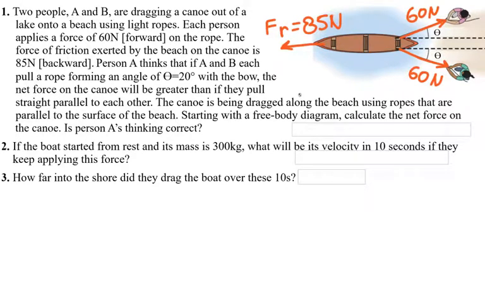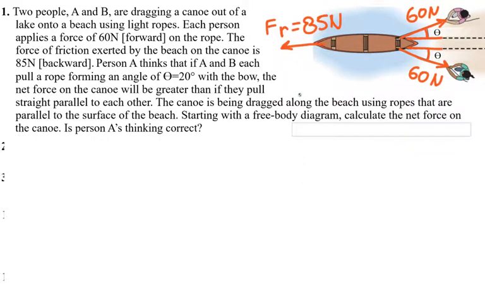And person A thinks that if A and B each pull the rope forming an angle of 20 degrees with the bow, so each one is 20 degrees, so you have theta and theta, each 20 degrees, the net force on the canoe will be greater if they pull straight, parallel to each other. The canoe is being dragged along the beach using ropes that are parallel to the surface of the beach. Starting with the free-body diagram, calculate the net force on the canoe. Is person A thinking correctly or not? Let's cover the first part first, and then do the second question.